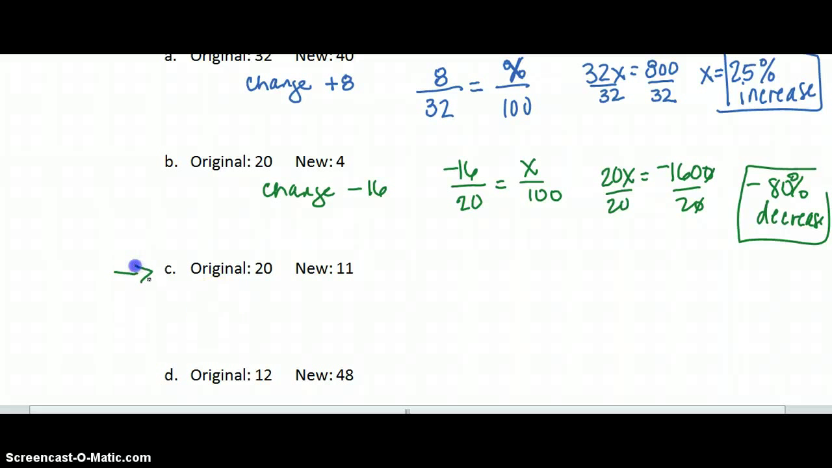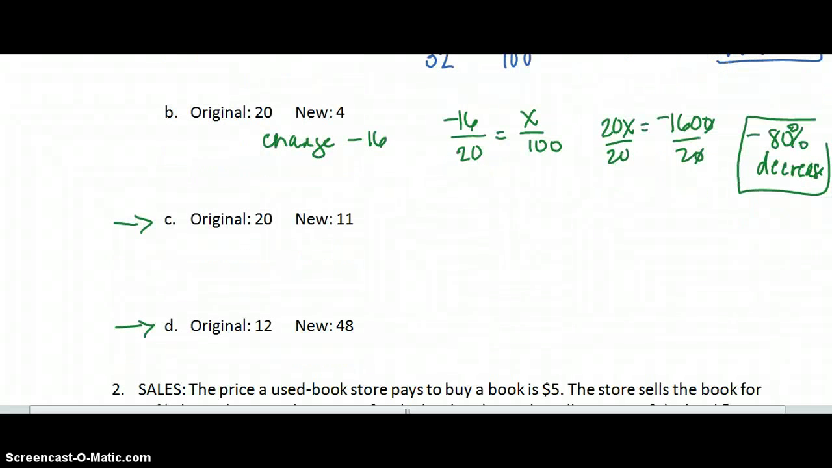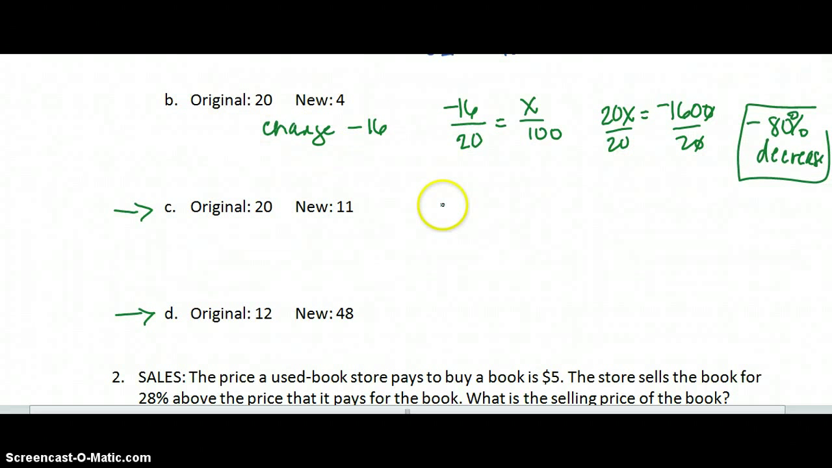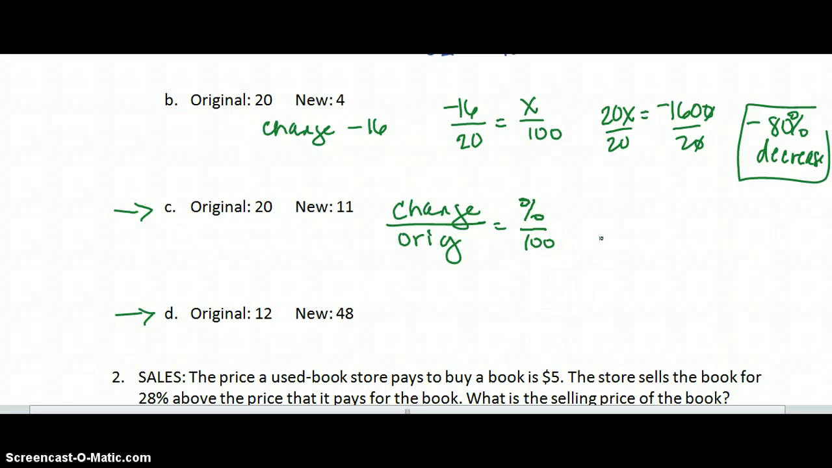Alright, I'm going to leave this one and the next one for you all to do on your own. Remember, it's not new to original, but change. How much did it change? This is going to be a decrease right here, so be careful. Change over the original equals percent over 100.